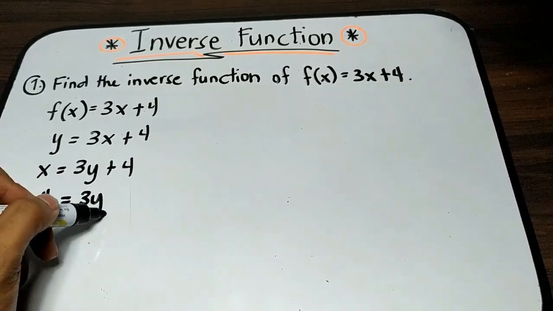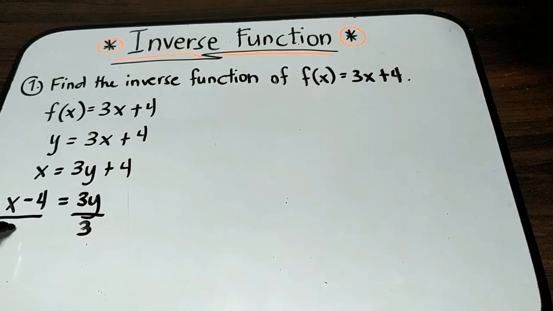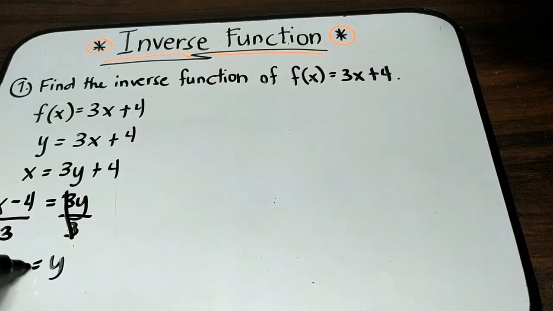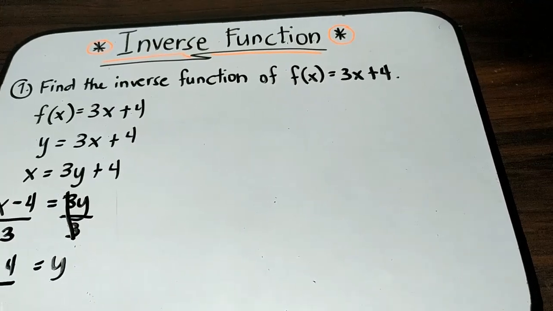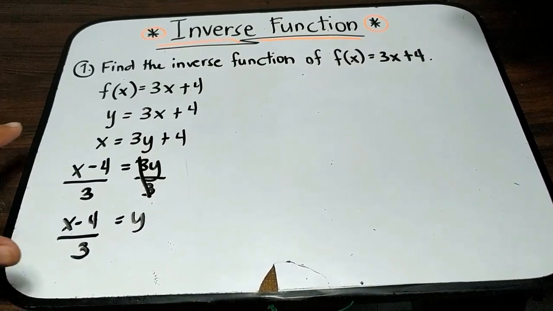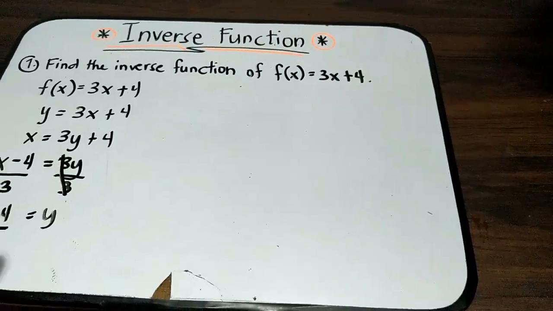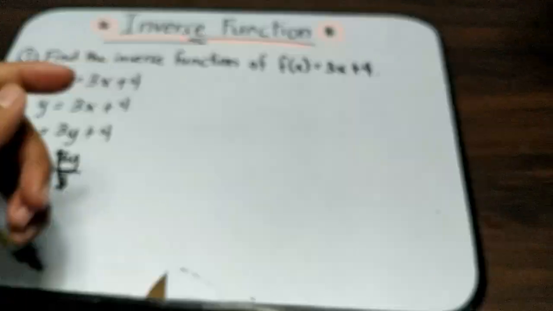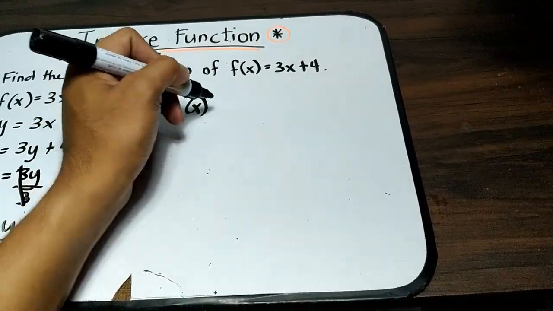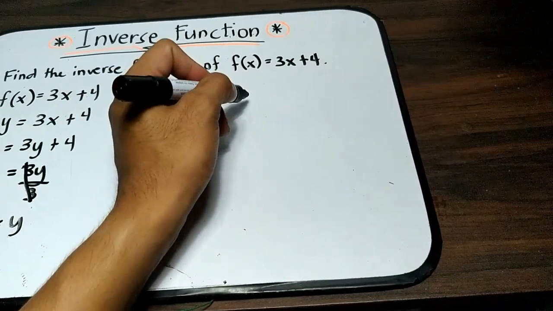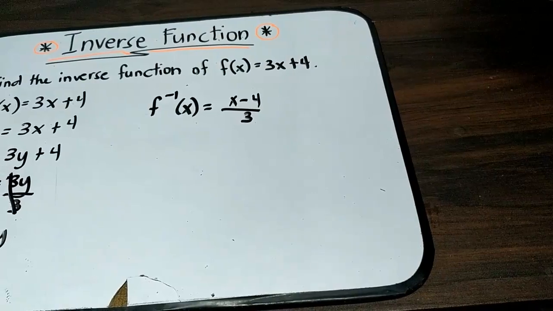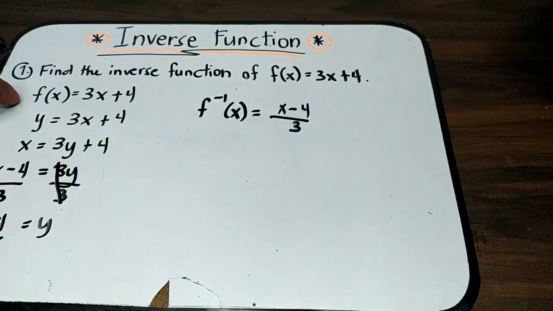And then, divide both sides of the equation by 3. So we have now y is equal to x minus 4 all over 3. Now, x minus 4 all over 3 is equal to y. Pero hindi pa tayo tapos. Kasi ang gagawin natin is we need to replace y bilang f inverse of x is equal to x minus 4 all over 3. Ito na ngayon yung inverse ng f of x is equal to 3x plus 4.